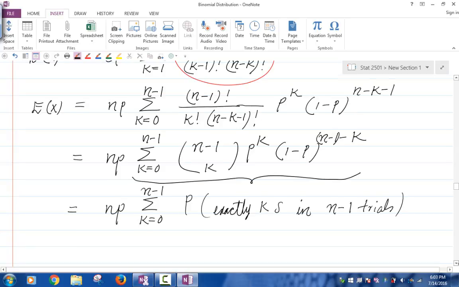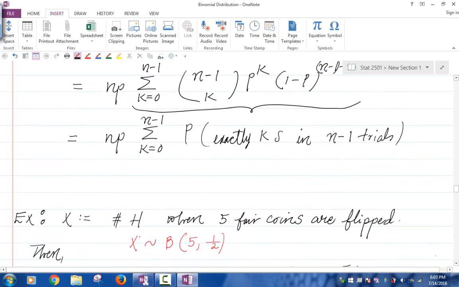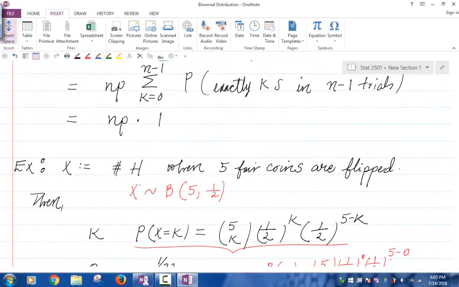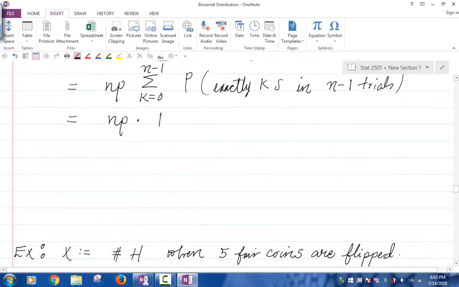So basically it means that if you take a binomial random variable where you have n minus 1 trials, then this sum is the total probability of that variable, so this sum is going to be 1. And so therefore what we have obtained is that the expectation of X is np.